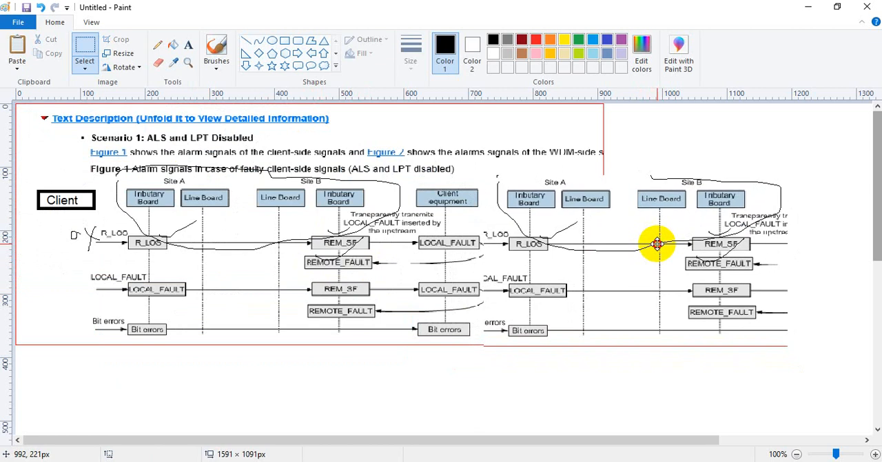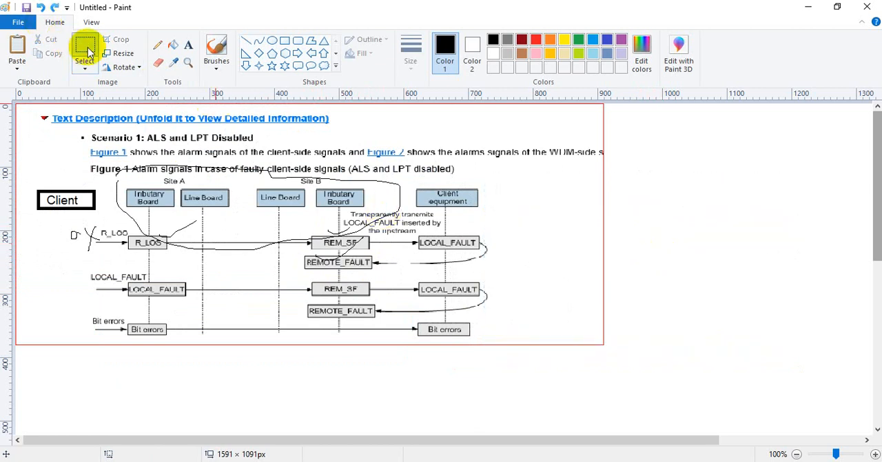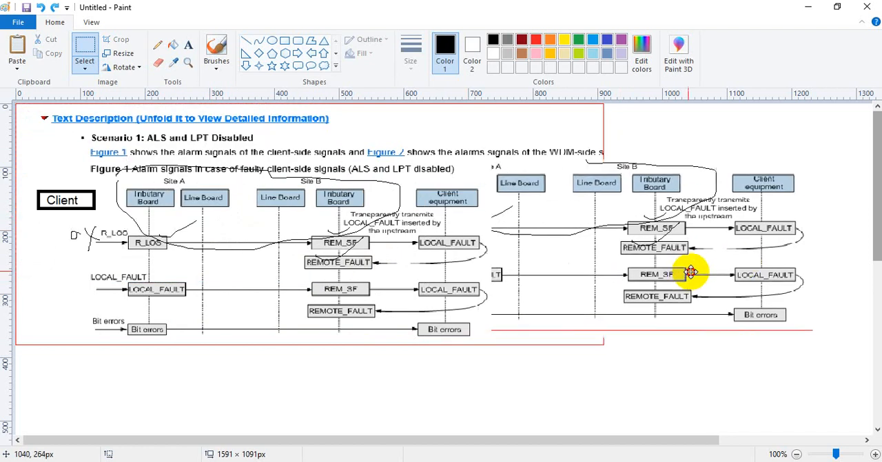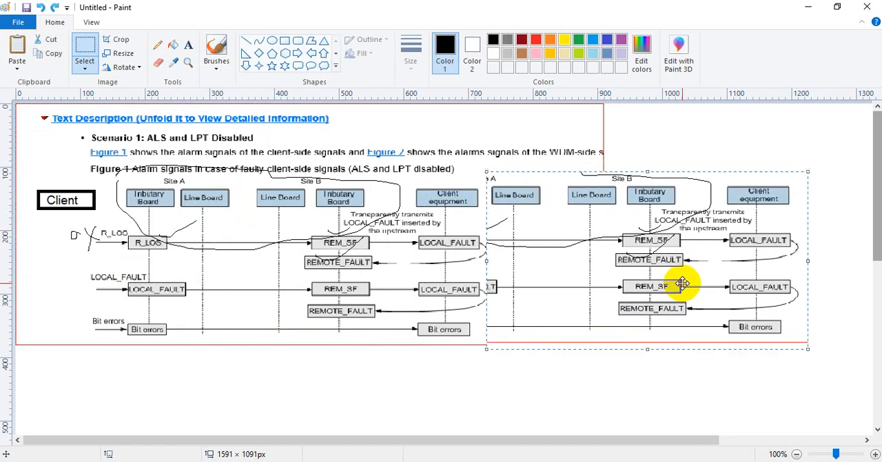So now I will take it differently. Yes, this type of scenario is there. When the fault is triggered here, this will be treated as another side tributary board, and then you get a local fault here. So that becomes a similar kind of scenario as this second case.